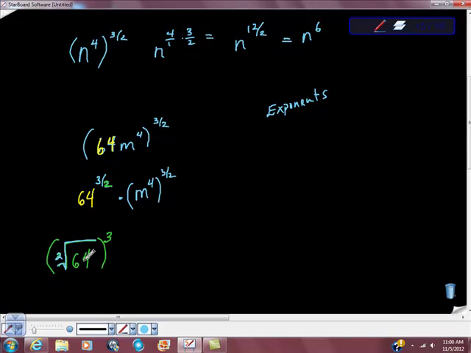First thing I'm going to do here, because it's easier, is I'm going to take the square root of 64, which is 8, and then take 8 cubed. And that leaves us with this piece here. So we have 8 cubed times, now we have to deal with this mess here, and this is m to the 4 over 1 times 3/2 power, isn't it? Which is 12 over 2, so m to the 6th power.